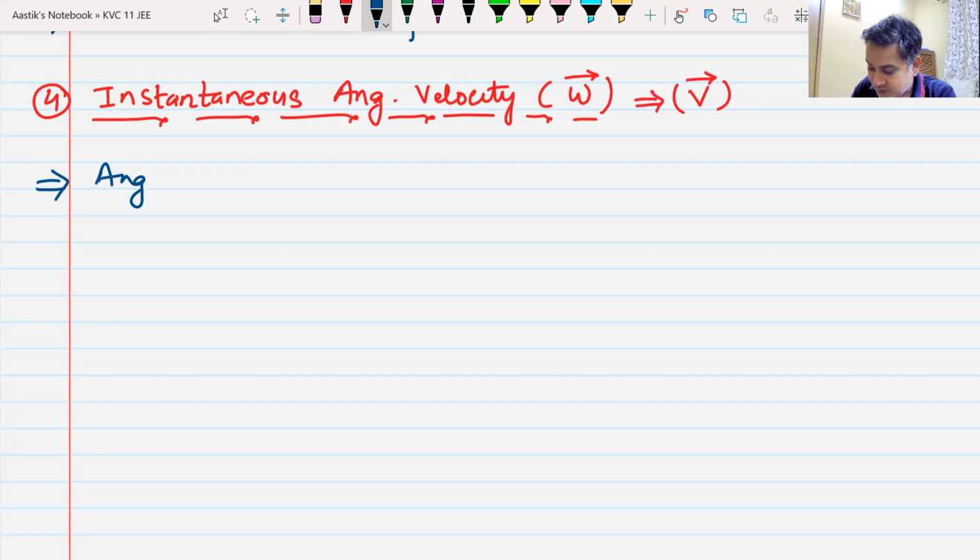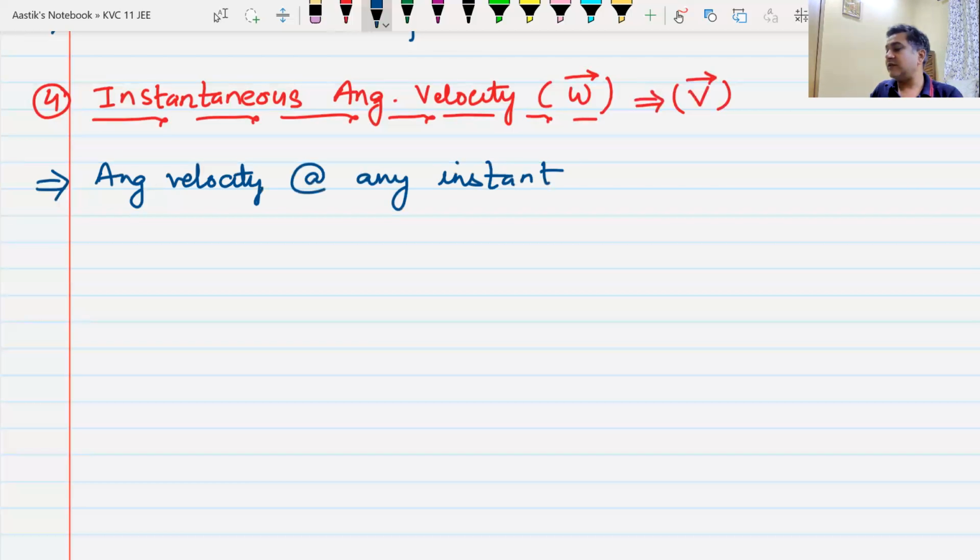This is the angular velocity at any instant. If someone is moving in a circular path, circular motion, and the other person asks him, what is your angular velocity? He will tell his instantaneous angular velocity. Do we understand this? Yes or no?